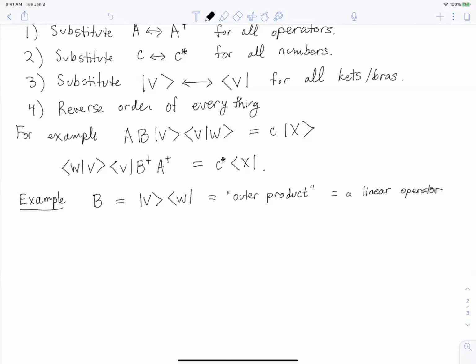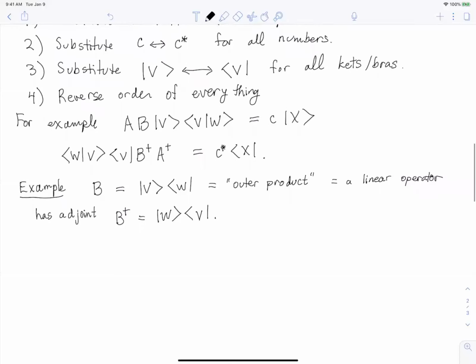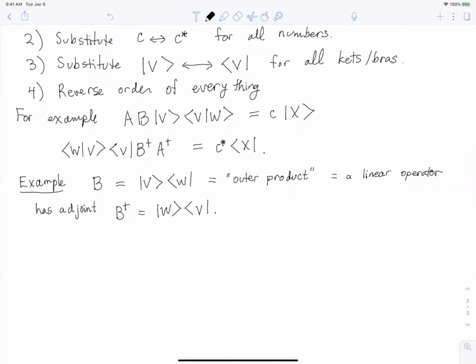Okay, but if I've defined it that way, I can ask, what's its adjoint? And so I just take the adjoint of both sides, and I get B dagger is equal to |W⟩⟨V|. Notice W changed from a bra into a ket, and I wrote it in the reverse order with respect to V. Okay, so now with these four rules, we can take the adjoint of any expression. And if the first expression we started with was true, then so will be the adjoint expression.